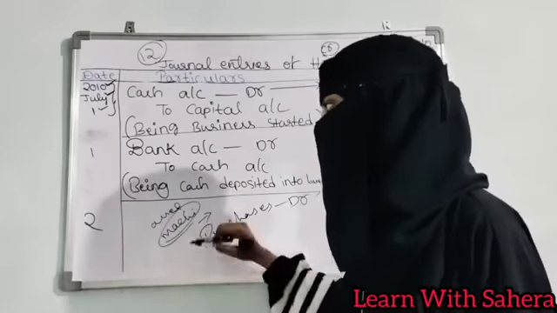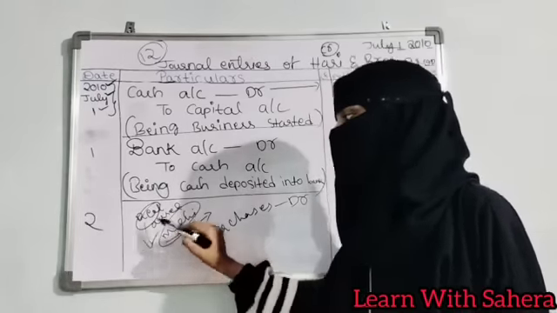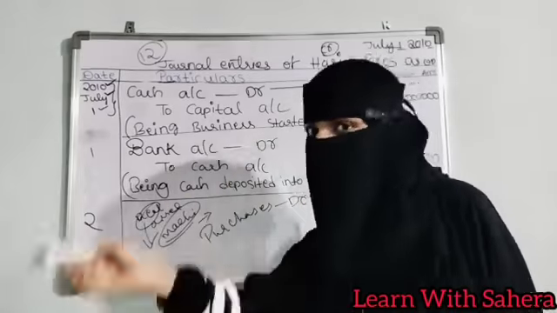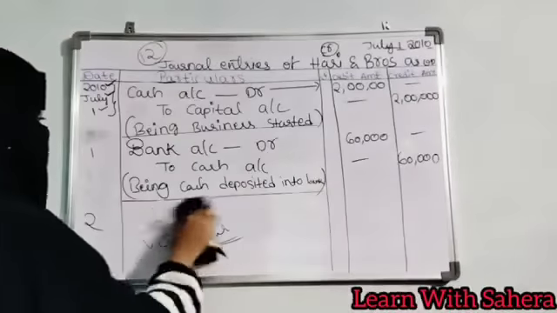So when machine is an asset, what is the accounting rule of real account? All the real accounts will have assets, right? So machine is an asset. What is the accounting rule of real account? Debit what comes in, credit what goes out. So what we will do here? We are purchasing the machine, no? So all the purchases will come under debit here. Machine is coming inside the business. So what we will write?